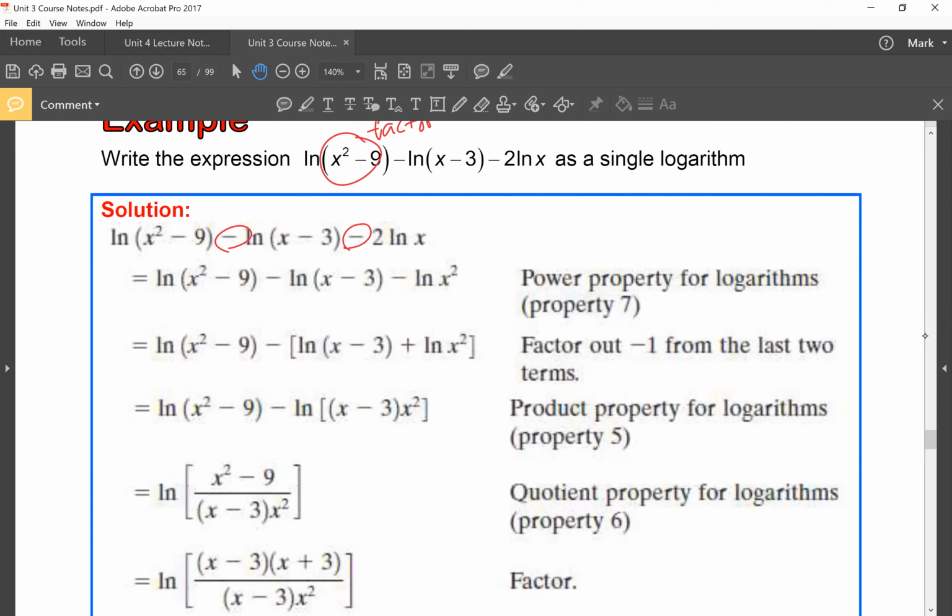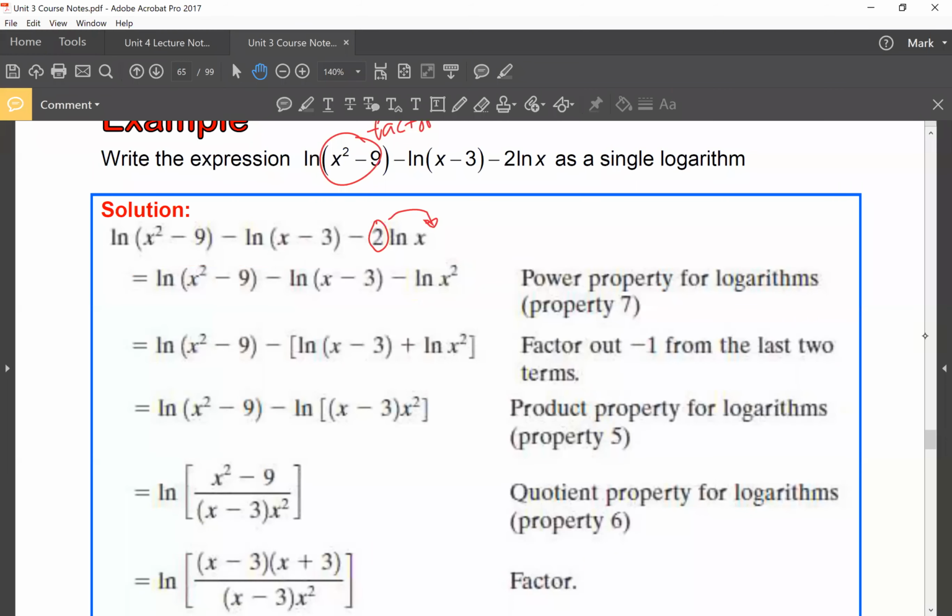What does the book say as well? What the book says to do first, and I agree, is let's get rid of this 2 first. Let's put the 2 up by the x. We typically start with rule 7 or property 7 and do that first. So let's put the 2 up. You'll get this, no problem.